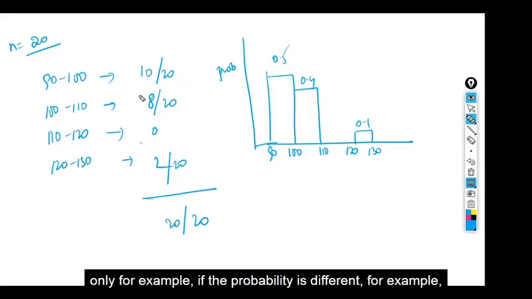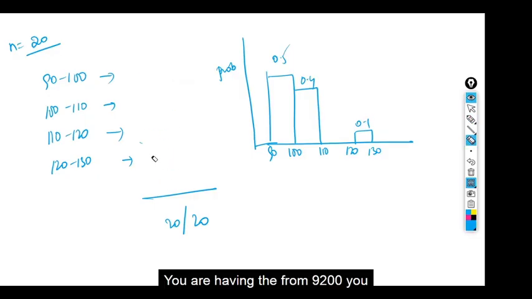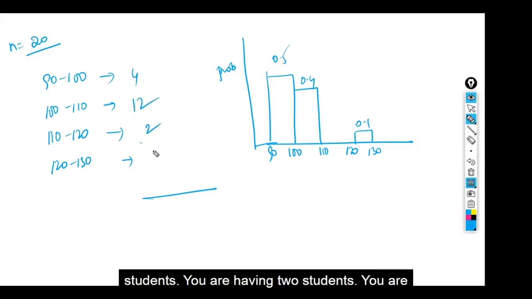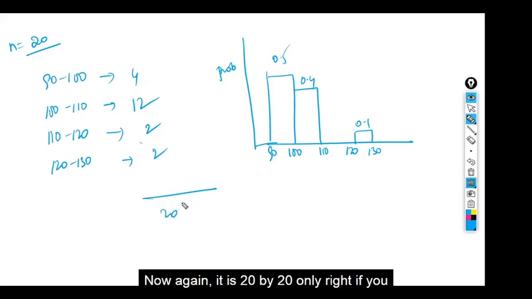For example, if the probability is different, let us take it like this. From 90 to 100, you are having 4 students. You are having 12 students. You are having 2 students. And this one also has 2 students. Now, again, it is 20 by 20 only, right?